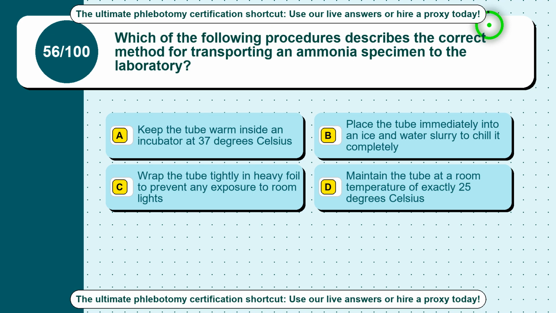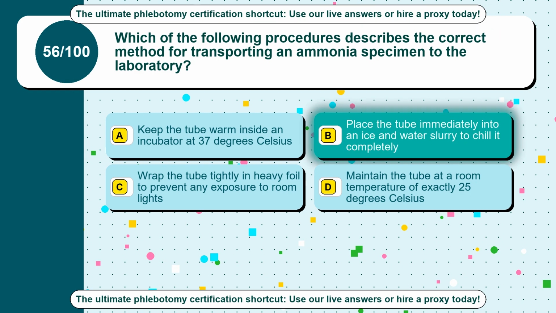Question 56. Which of the following procedures describes the correct method for transporting an ammonia specimen to the laboratory? Option A, keep the tube warm inside an incubator at 37 degrees Celsius. Option B, place the tube immediately into an ice and water slurry to chill it completely. Option C, wrap the tube tightly in heavy foil to prevent any exposure to room lights. Option D, maintain the tube at a room temperature of exactly 25 degrees Celsius. The correct answer is option B. Place the tube immediately into an ice and water slurry to chill it completely.